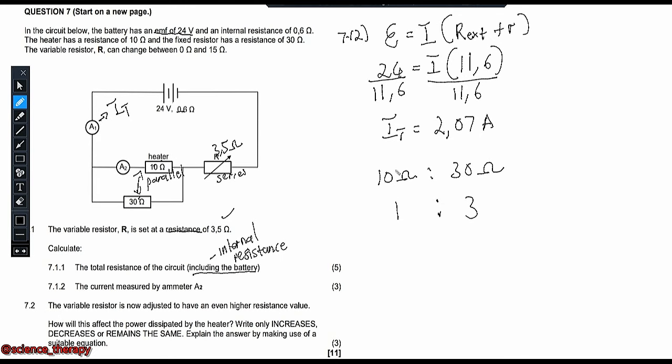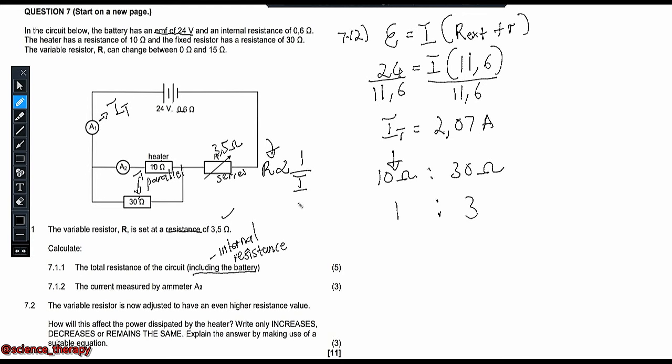So if we say 10 divided by 10, that's 1. 30 divided by 10, that's 3. Now understand this. I want you to understand how we use the ratios. We know that resistance is inversely proportional to current. So if we want to calculate the current that flows through the heater, this is what we're gonna do, right? So we want to calculate the current passing through the 10 ohm resistor or the heater.